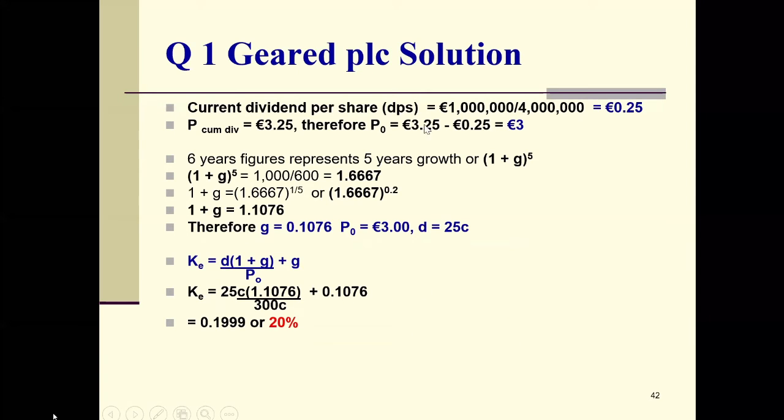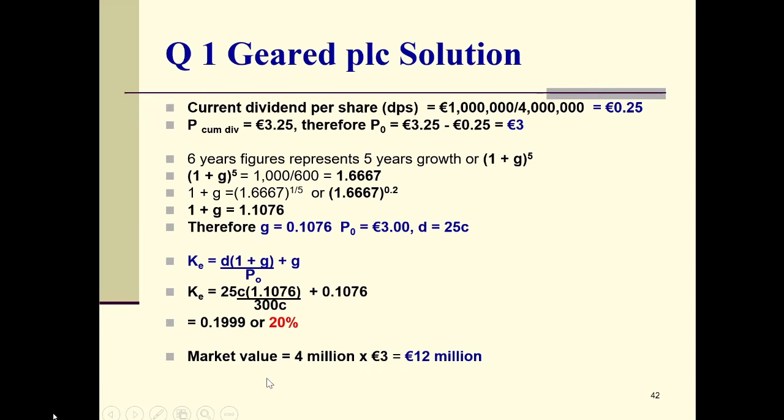So when you get the cost of the equity, just as I explained a few minutes ago, the next step, of course, is to work out the market value of the equity. And the market value of the equity will simply be the number of shares, 4 million, by the share price, €3. So you just take your old 4 million and multiply it by €3, 12 million. You're halfway through a question.